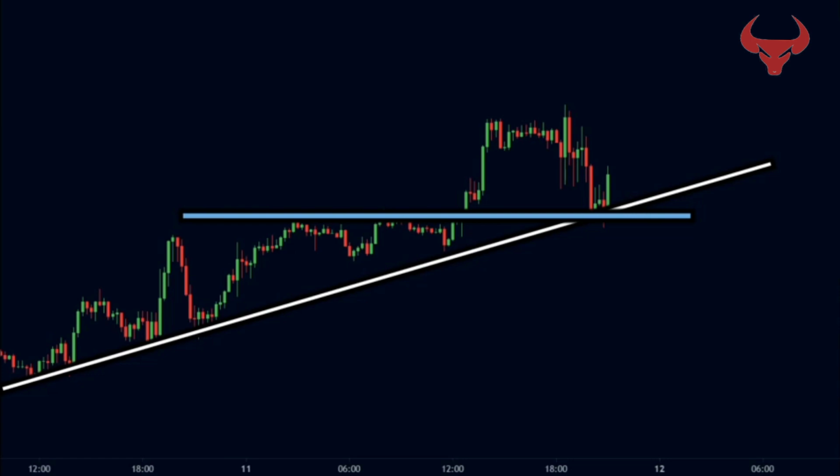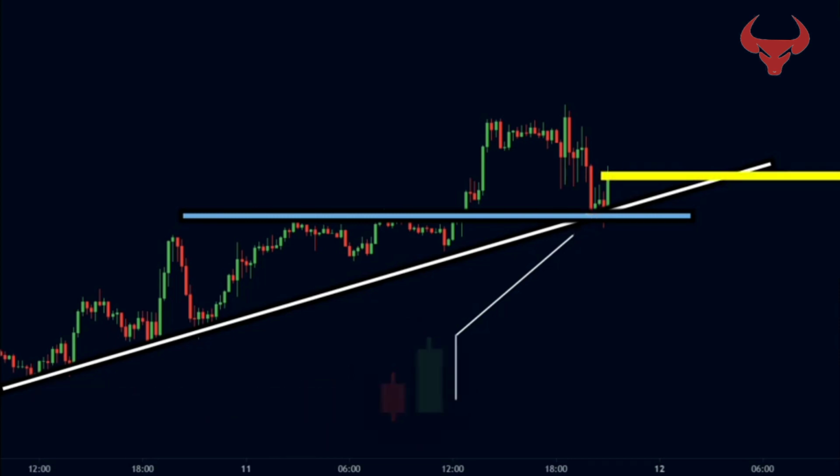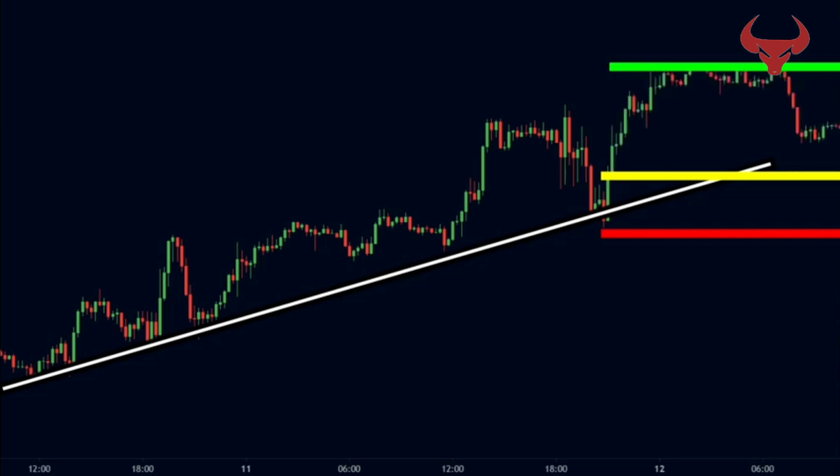Now, to enter the trade, we will wait for any type of candlestick formation to trigger our entry. Here is our entry trigger. Here we see a bullish engulfing pattern, and we buy at the close of this candle. We will keep our stop loss below the trend line, and we can keep our target at a 2:1 risk to reward ratio. And as you can see, the price reached our target.